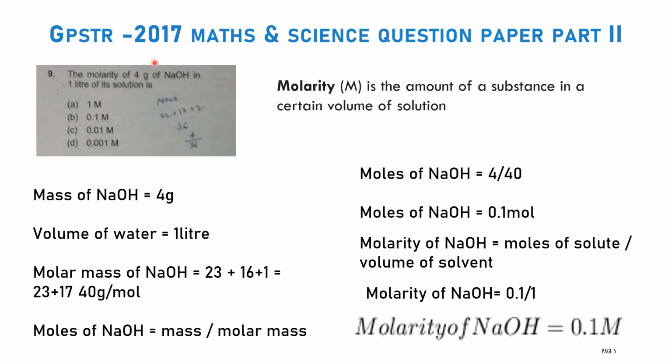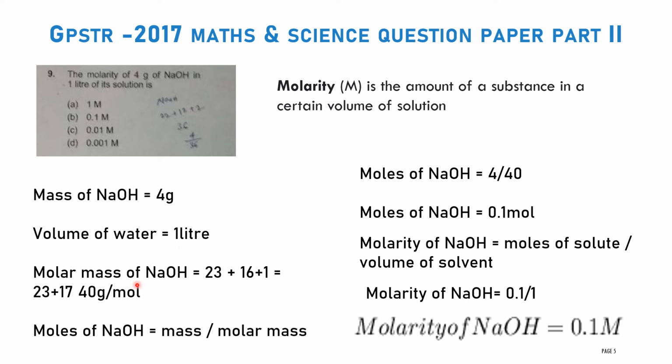Here they have given the example sodium hydroxide. When 4 grams of sodium hydroxide is dissolved in 1 liter of water, what is the molar concentration of sodium hydroxide? That you have to calculate. Let us see. Here they have given the mass of sodium hydroxide as 4 gram. Then the volume of water, they mentioned here 1 liter of its solution. Therefore the volume of water is 1 liter.